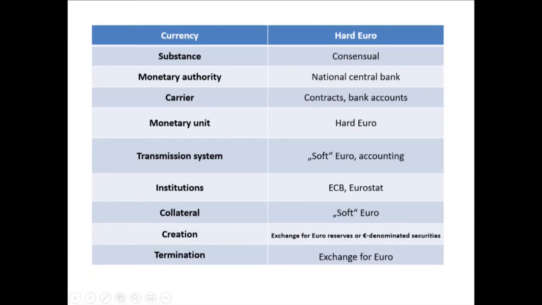Termination is exchange for the soft euro. This way, the hard euro disappears. Does it make sense? Do you want to ask any question about this?